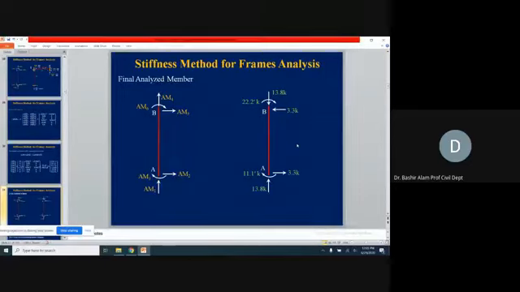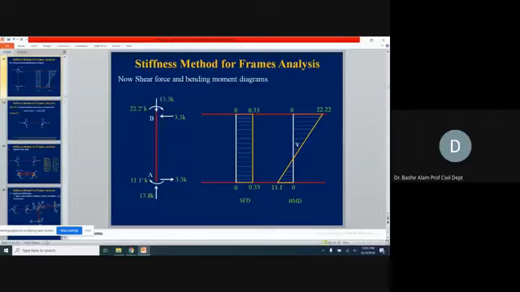Within the member, we don't have any externally applied load, so very easily now you can write the shear force and bending moment diagram. This is the shear force. Because of 3.3, we are coming to the right. We don't have any loading in between, so it is constant, straight, and because of this 3.3, we are coming to the left. So this is how we complete the shear force diagram.